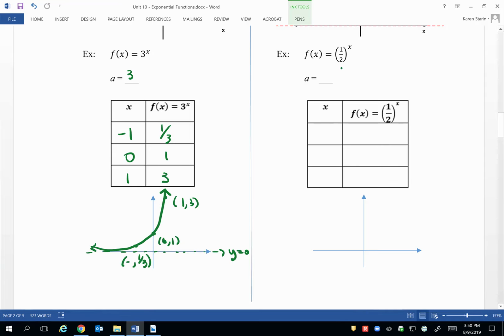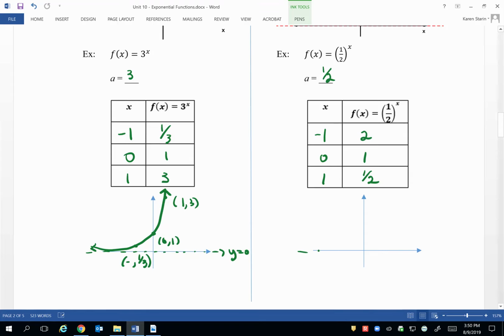And then for f of x equals 1/2 to the x, a is 1/2. That's a number between 0 and 1. So for our input of -1 for x, we'll take 1/2 to the -1 power, so that becomes an output of 2. For 0, anything to the 0 power is still 1. And then for 1, we take 1/2 to the first power, so we'll just have 1/2.